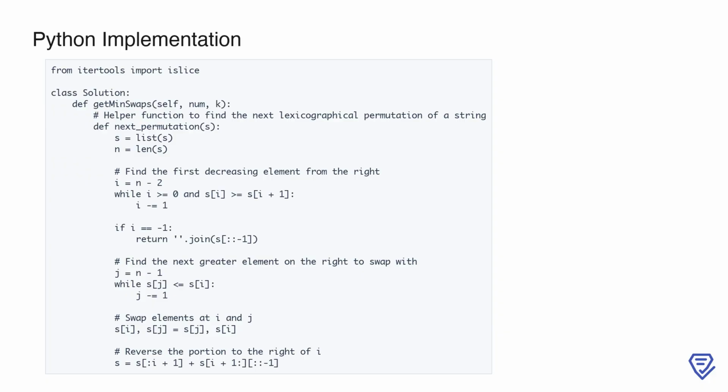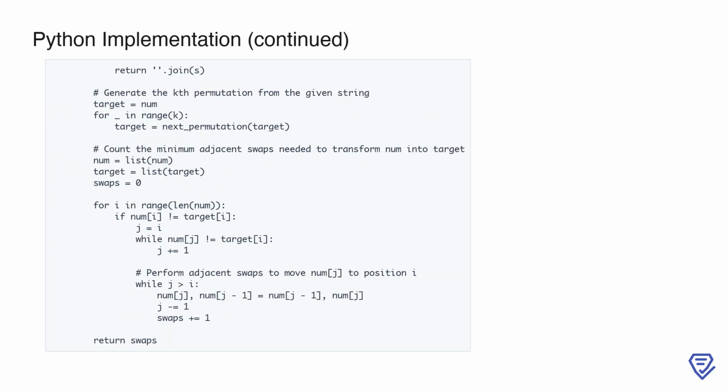Otherwise, we move forward to identify the next greater element on the right to swap with our selected decreasing element. After swapping, we reverse the portion of the sequence to the right of the swapped position, ensuring the result is the next permutation in lexicographical order. The helper function concludes by returning the newly formed permutation as a string. With this in place, we proceed to generate the kth permutation from the input number. Starting with the input string number, we repeatedly call next_permutation k times to arrive at our target permutation.